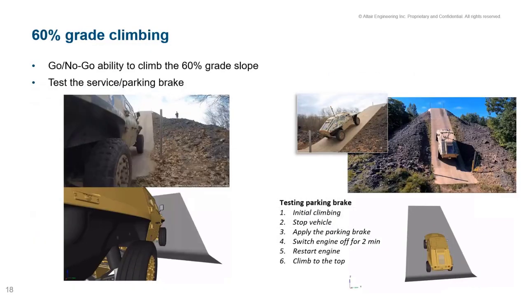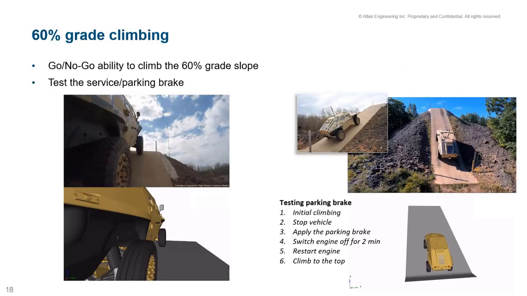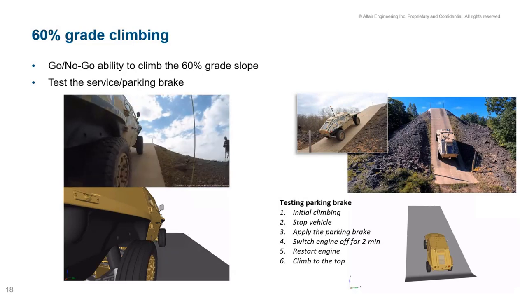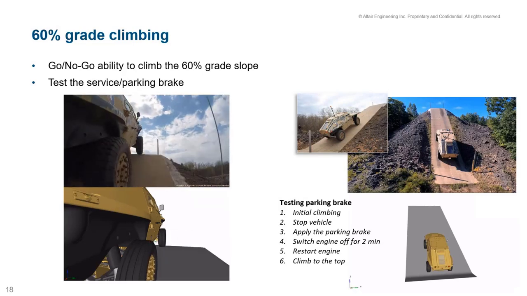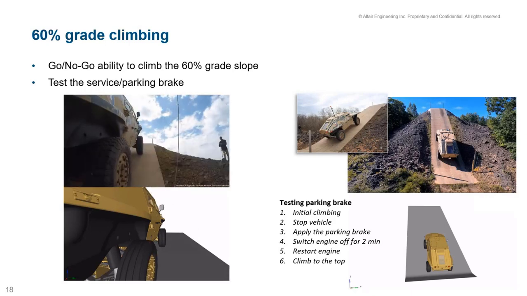Now, another event that was performed was the 6% grade climbing. Here also there were two sets of analysis to be done. The first one was the ability to climb the 6% grade. So the vehicle started from the bottom and then went up the climb and reached the top.